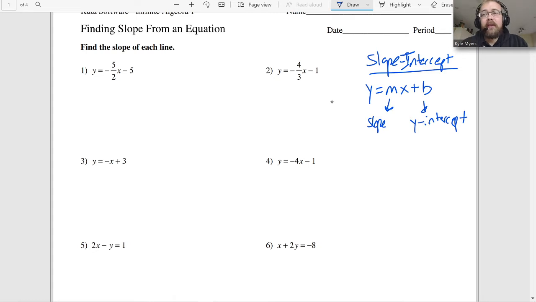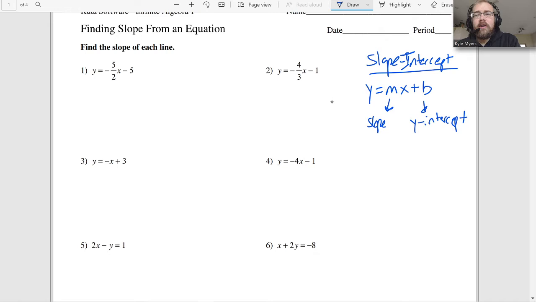The part that's important is the slope, because they want the slope. So the slope is always going to be the number that's multiplied by x. As long as you have y by itself, it doesn't matter if it's out of order, right? So it could be a number plus something times x. Well, it would be the something times x, without the x in it.